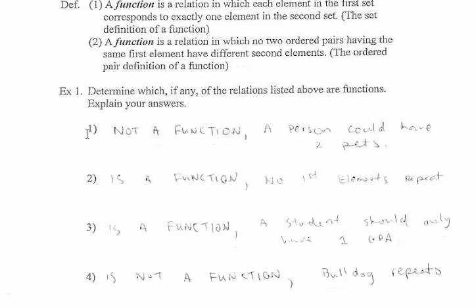So down below, example 1 asks us to determine which of the relations listed above are functions. And if you look back up at the top, we were given the example of a person to his pets, and we say that is not a function because a person could have more than 1 pet.